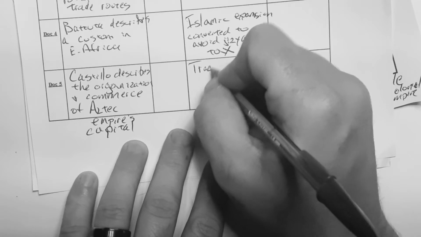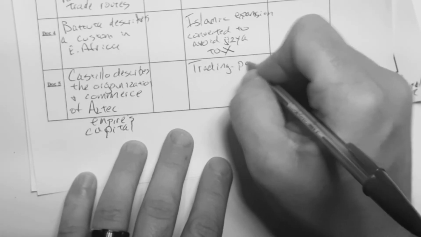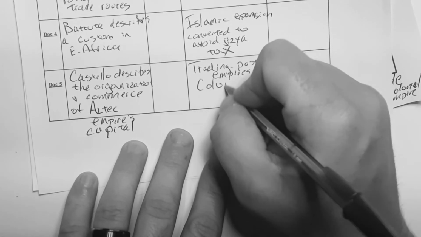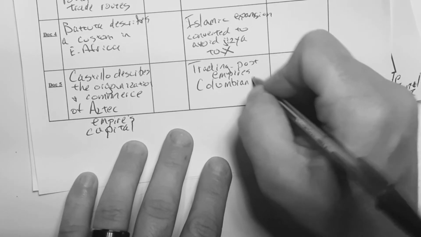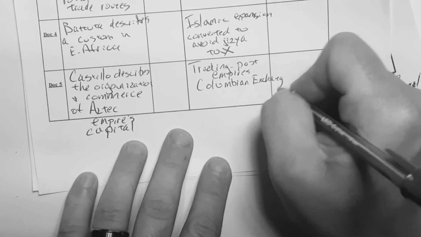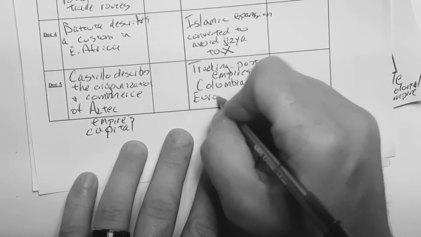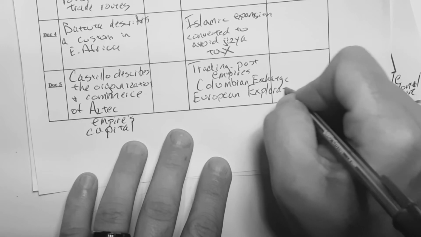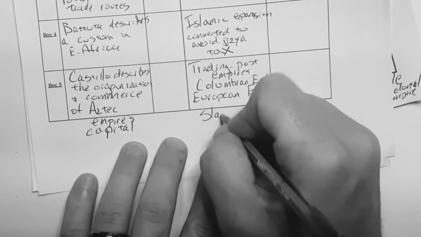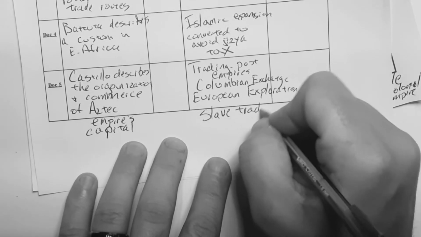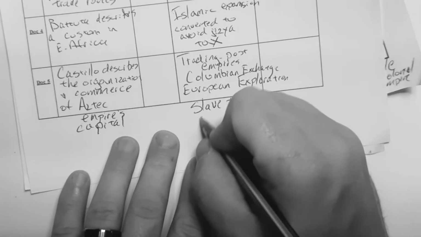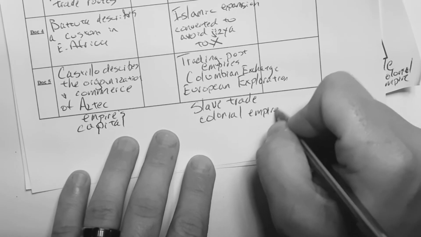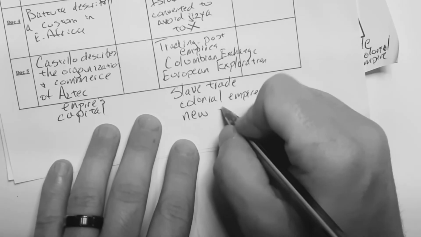All right, outside evidence, things to consider. Trading post empires. All right, the Columbian Exchange. European exploration. And the next century, in the 1600s, the slave trade is going to start. There's lots of stuff you can say that this is going to lead to. The colonial empires are going to start being built. New technology, all right? All this stuff you could plug in.